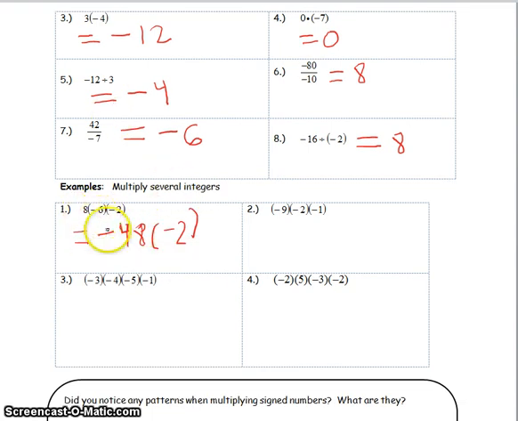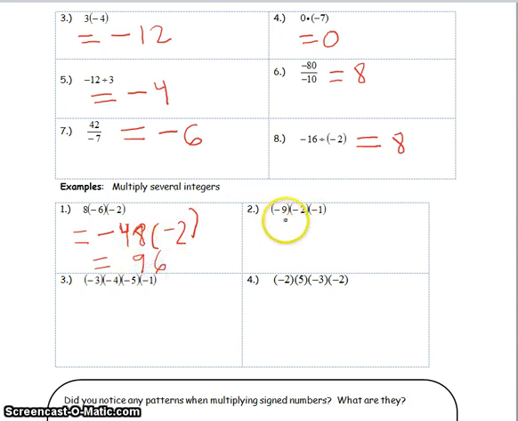Now 8 times negative 6, as we stated before, is negative 48. And we bring down our negative 2. A negative times a negative is positive, so we know our final answer is going to be positive. 48 times 2 is 96.